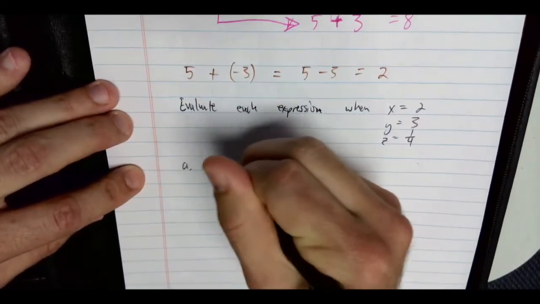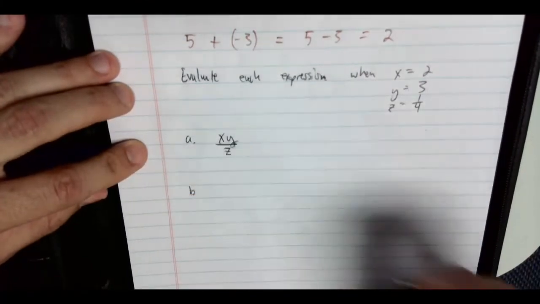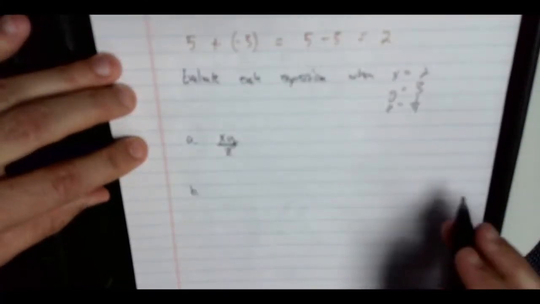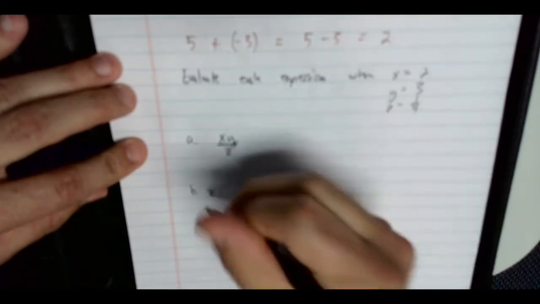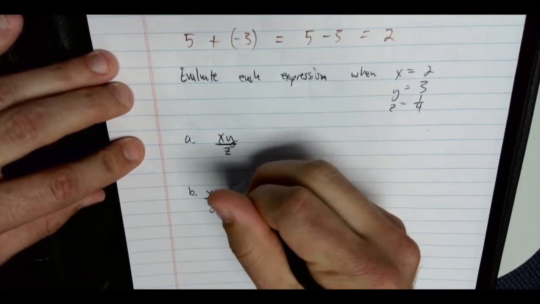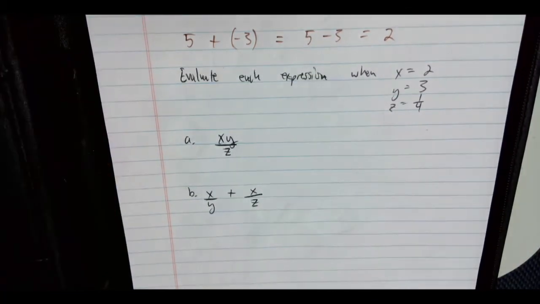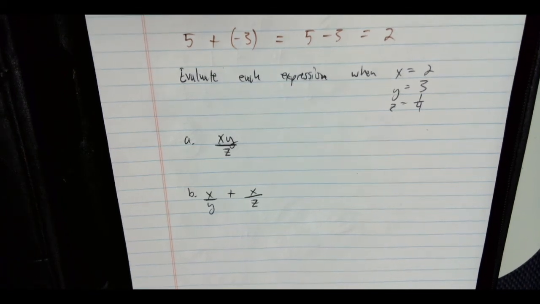x times y divided by z, and x over y plus x over z. No, I'm not going to do that. So those two, work on those for a couple minutes.